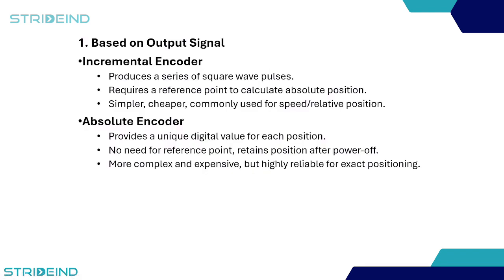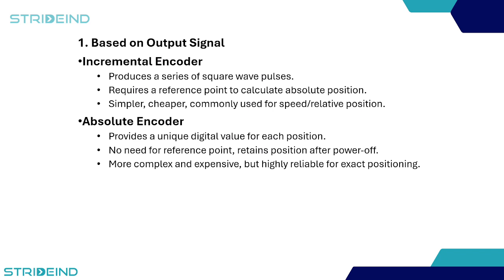Based on output signals, we segregate sensors into two types, incremental and absolute. Incremental encoders. An incremental encoder produces a series of square wave pulses, records a reference point to calculate absolute position, simpler, cheaper, commonly used for speed and relative positioning. Absolute encoders. Absolute encoders provide a unique digital value for each position. No need for reference point. Retains position after power off. More complex and more expensive, but highly reliable for exact positioning.